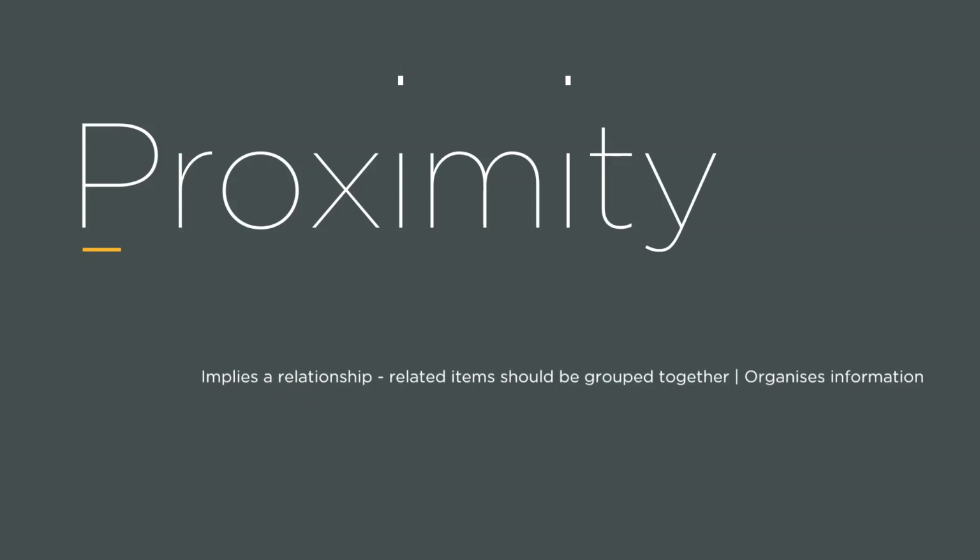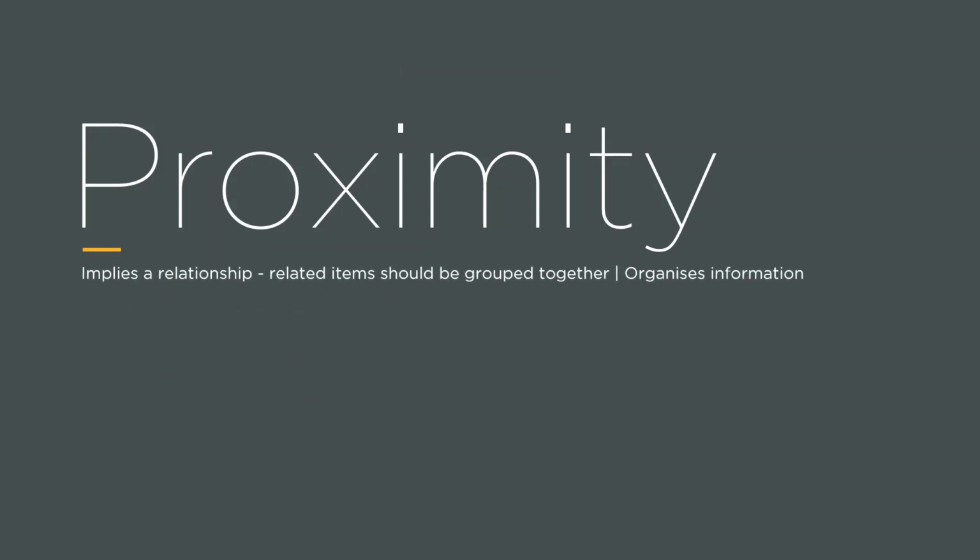Principle number 2 is proximity. If you've ever studied psychology, you might be aware of Gestalt principles, of which proximity is one. And these principles relate to how we perceive information. When we see information close to each other, it implies a relationship. What that means is that things that are close together, we assume to be related to each other, and the things that are far away, we see as unrelated. So when you're designing a communication, you should group related information together, as this helps organize information and enable the reader to find information quickly.